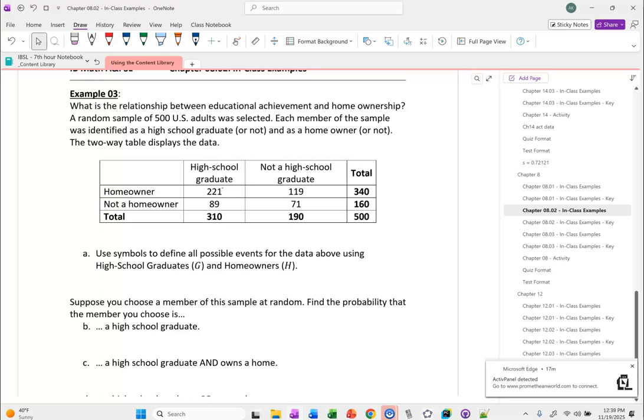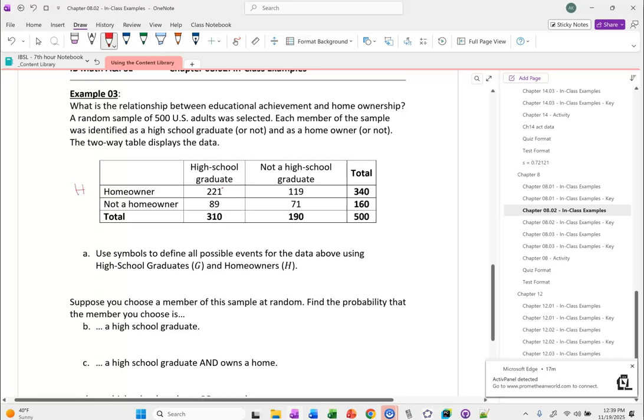So homeowners H, high school graduate is G. How would I show not homeowner? H complement. And how would I show not a high school graduate? G complement. Everybody happy with what we did there? Okay.